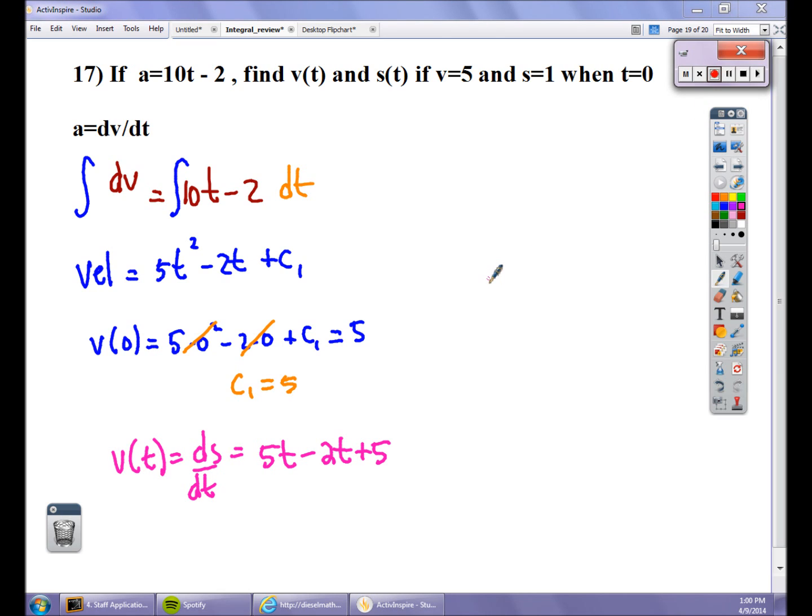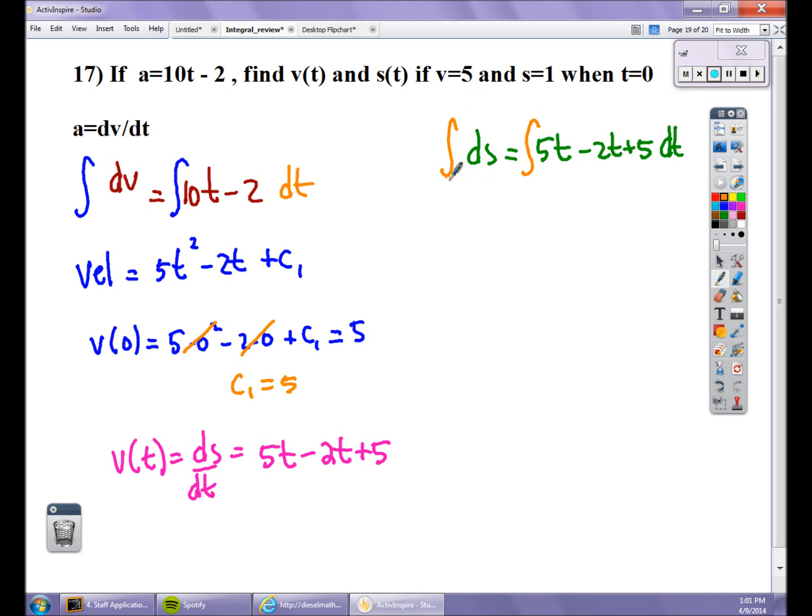Velocity is the derivative of position, so v of t equals ds dt. I'm going to integrate this function again, but first I'm cross-multiplying to get the dt's over with the t's. So let me rewrite all that. You can see all that in green at the top. Now integrate.